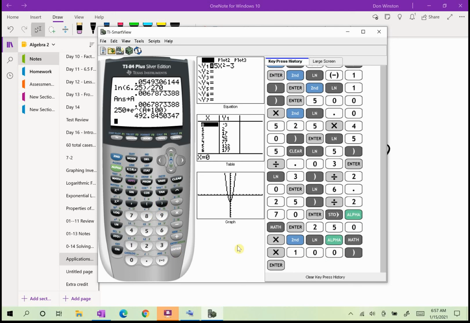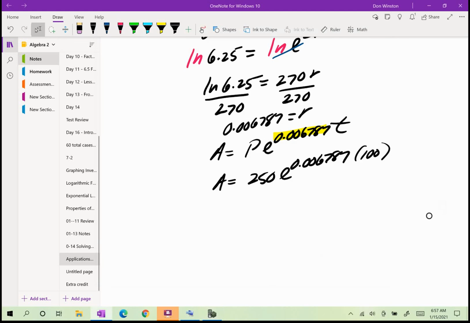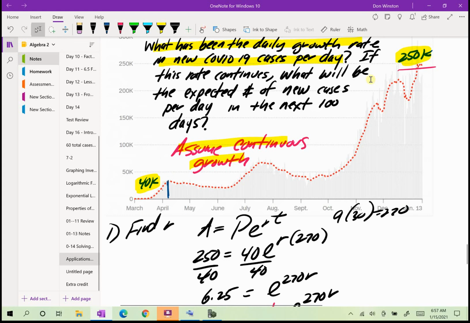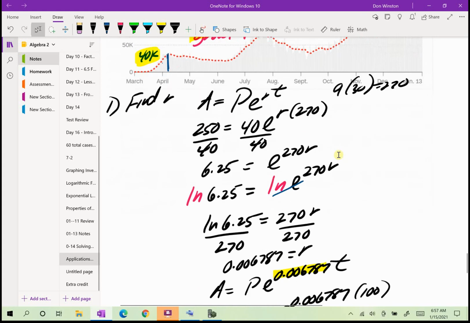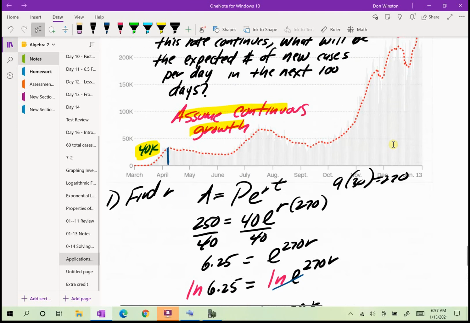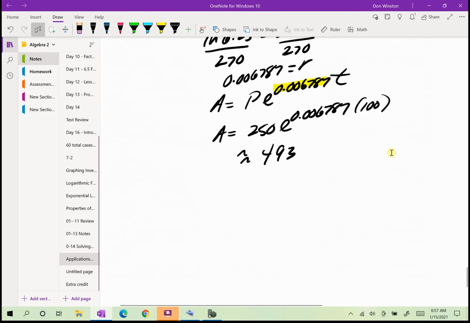So about 493,000 daily cases. If the rate of growth in the daily reported cases of COVID-19 in the United States continues at the same pace, in 100 days, rather than 250,000 reported cases, we will have 493,000 reported cases.